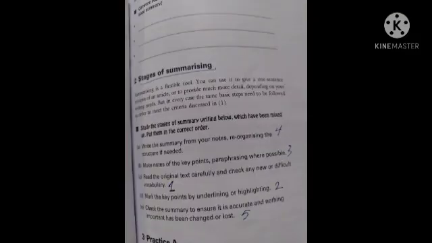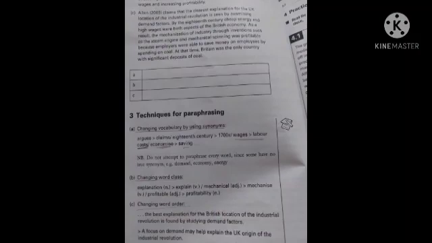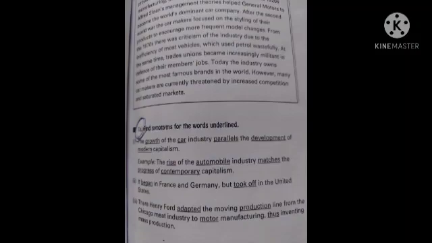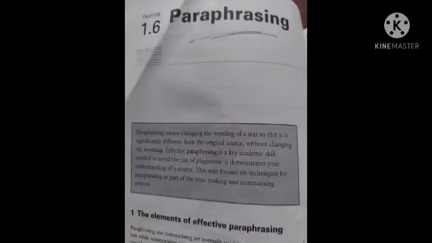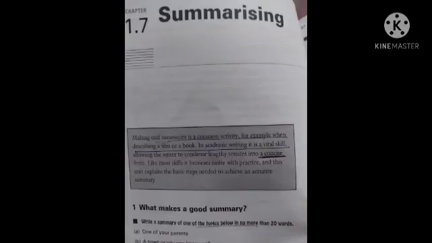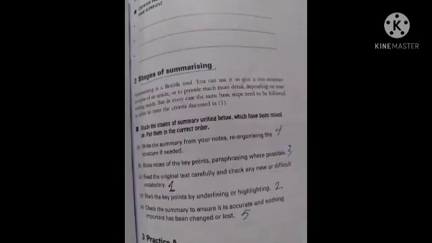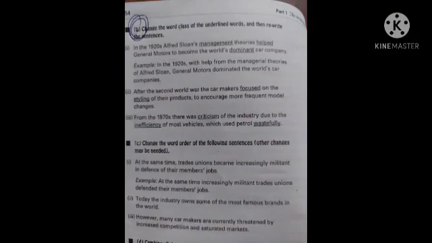1, which is C, read the original text carefully and check any new or difficult vocabulary. 2, D, mark the key points by underlining or highlighting. 3, B, make notes of the key points, paraphrasing where possible. 4, A, write the summary from your notes, reorganizing the structure if needed. And finally, 5, E, check the summary to ensure it's accurate and nothing important has been changed or lost.